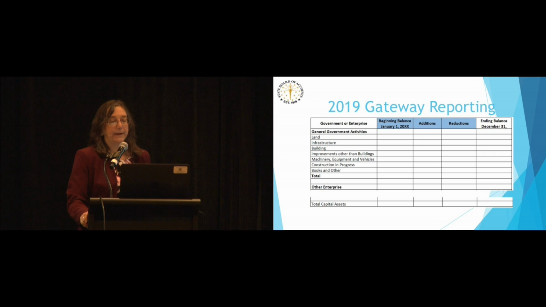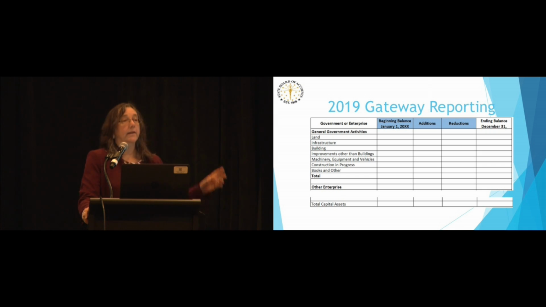Overall, the format of the capital asset schedule is going to look something like this. The old schedule had the capital asset categories and then the ending balances. They were presented in columns. These will now be done in rows so that you can have your beginning balance, additions, reductions, and ending balances. The columns in blue represent the new requirements for 2019, which is going to be for capital asset activity for the year 2019.